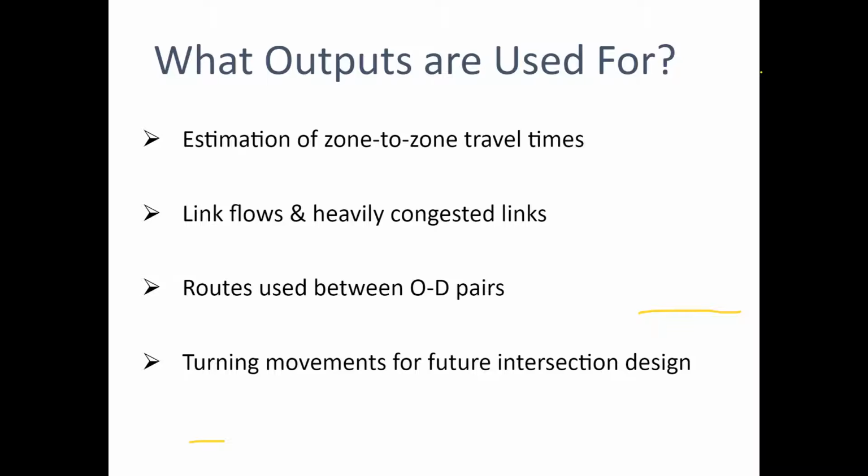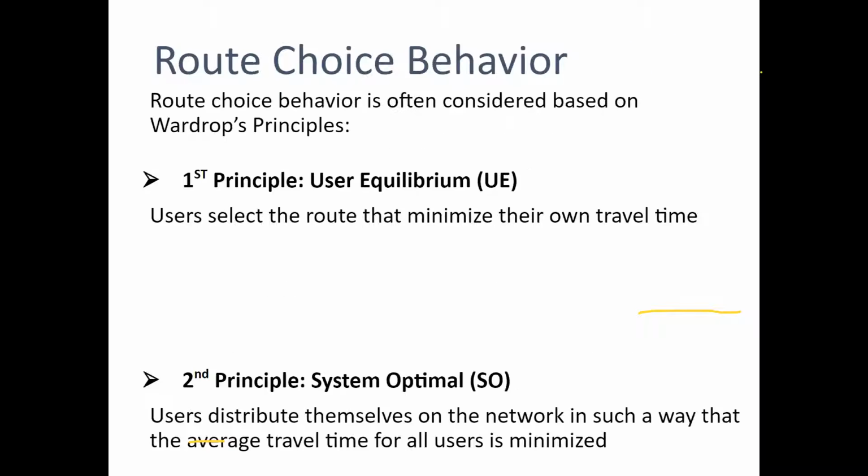Because the idea is that anytime one of those routes has a shorter travel time, people will go and switch to that route, right? And then that route will become congested, and then people will keep switching until an equilibrium is established. So that's basically the idea of static traffic assignment, and that's your user equilibrium principle.